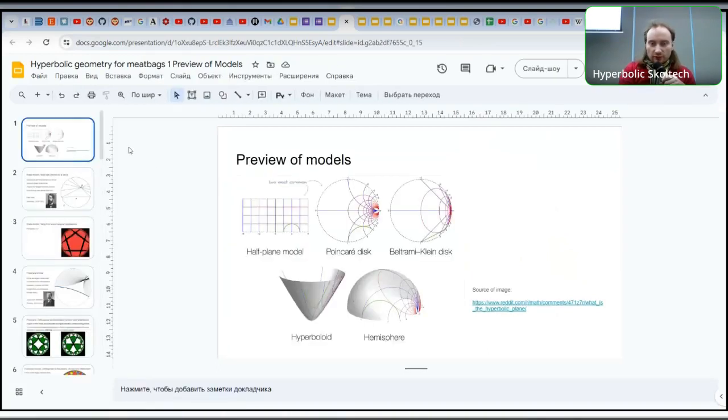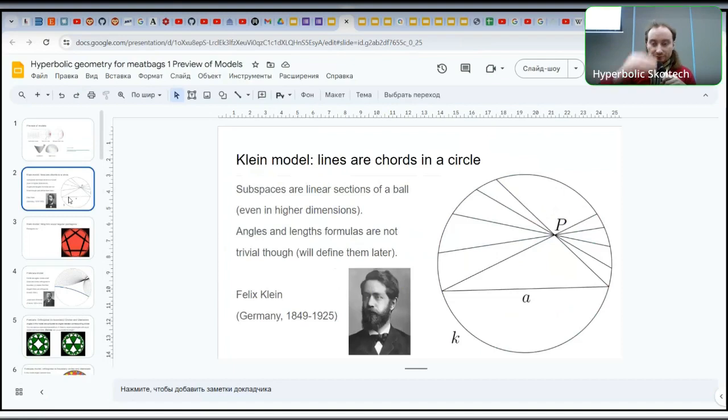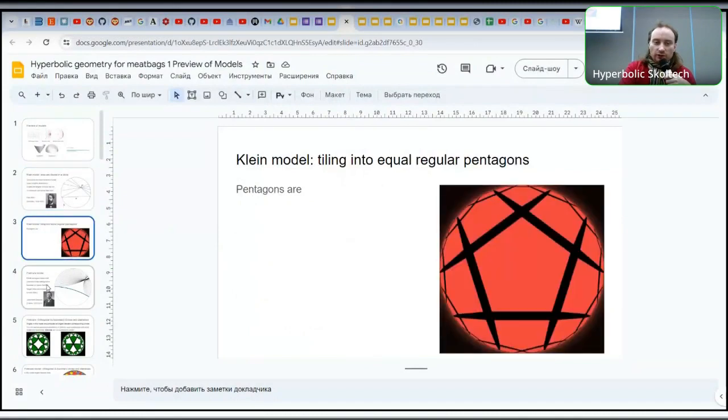So there were 5 models: half-plane model, disk circles model, disk lines model, hyperboloid model, and hemisphere model. The disk lines model, or sphere lines model, is the Klein model, and this is defined as you can see in this picture. We have parallel lines. We define lines as linear sections of a ball, and they are parallel if they are not intersecting. So some pictures about it.